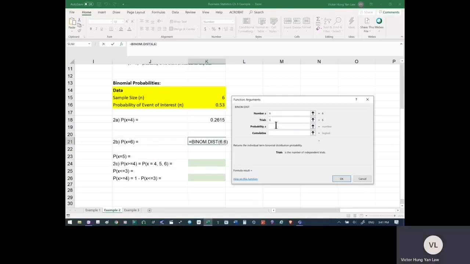Third one is your probability. Probability is your pi, 0.53. And then the last one is your cumulative. Cumulative is false because we're looking at the probability of X equals 6 exactly. So that's why we put the false there. And once we put all these numbers in, we're going to get the probability.